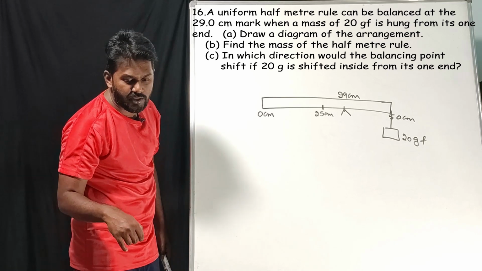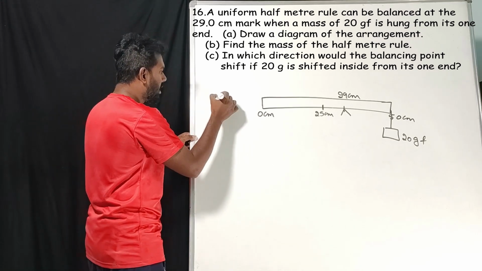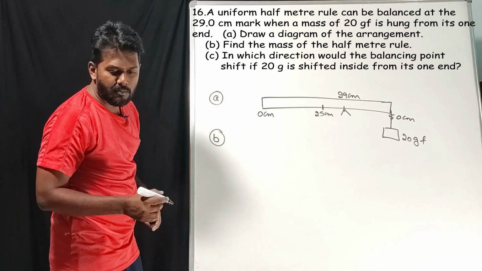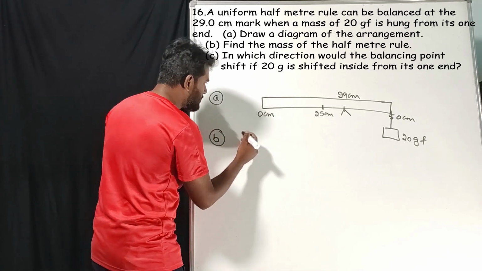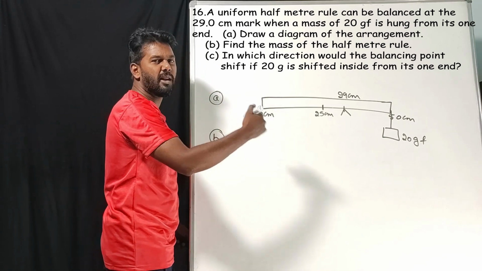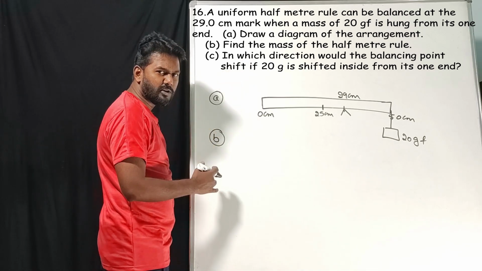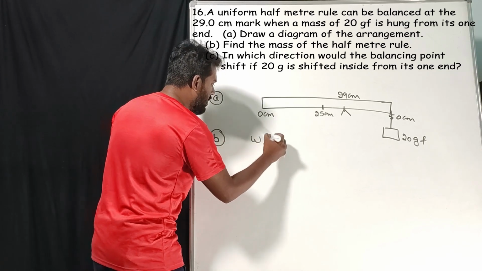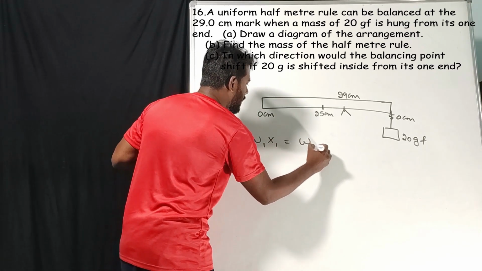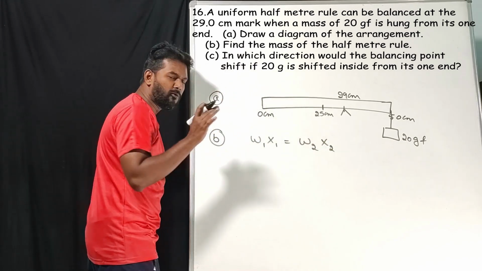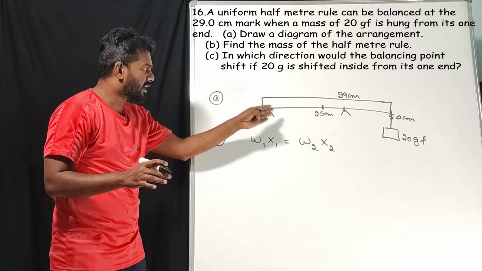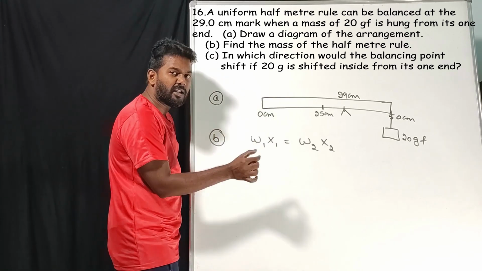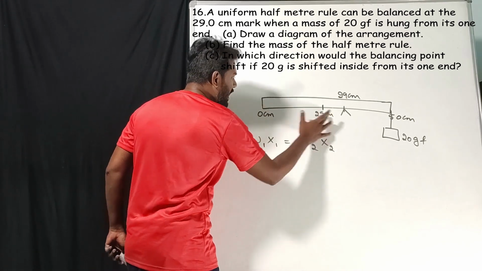Okay, find the mass of the half meter rule. So this is the answer for the first one, they have given A. Then B, we have to find the mass of the half meter rule. For that we use the same formula: principle of moments, anti-clockwise moments is equal to clockwise moments. All those things you are going to write. I am going to write the formula directly: W1 x1 is equal to W2 x2. W1 represents the anti-clockwise side, correct? So W1 means weight on the anti-clockwise side. Do we have any load here?